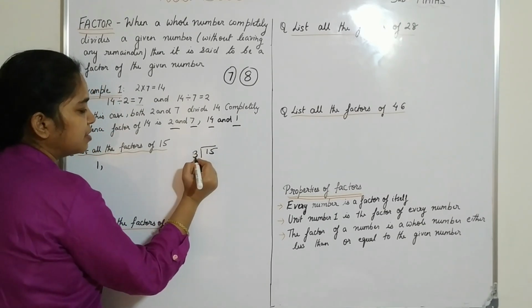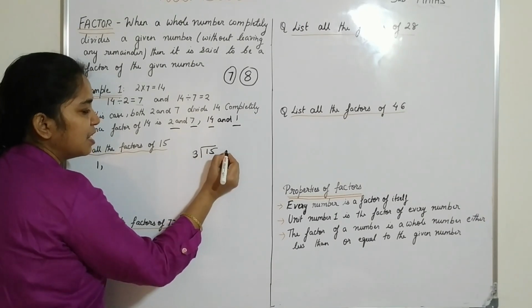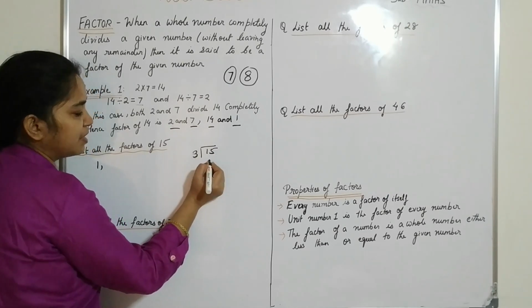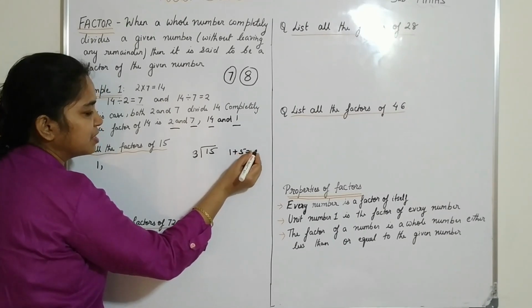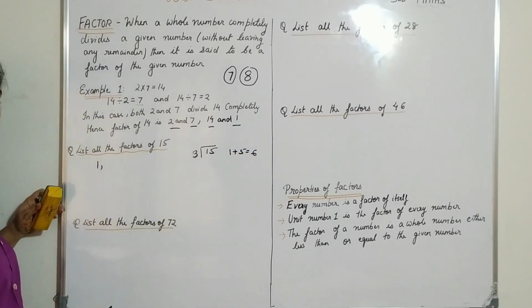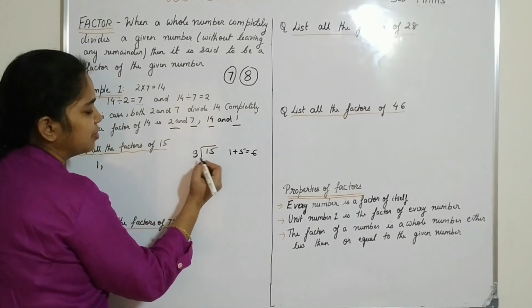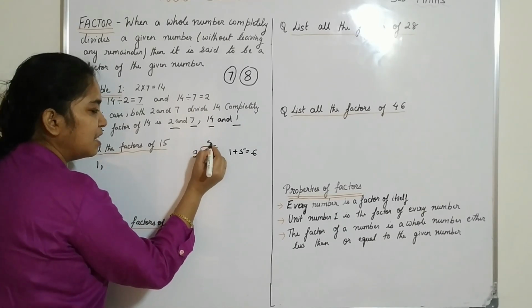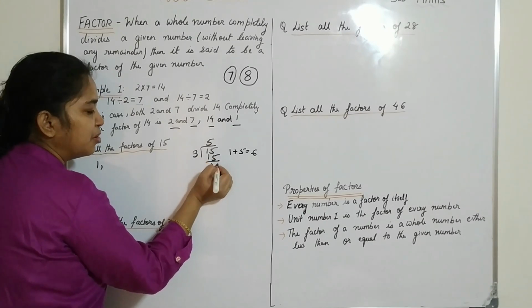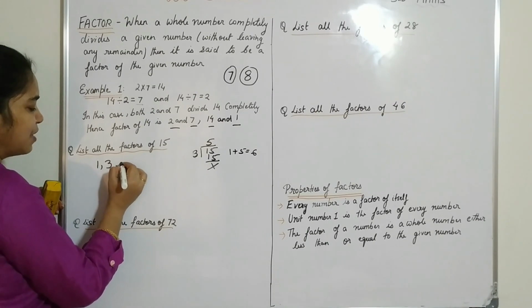If we take 3, you can see very clearly that if the sum of the digits is divisible by 3, then the number can be divided by 3. In this, the sum of the digits 1 plus 5 equals 6. 3 2s are 6, it comes in the table of 3. So this can be divided by 3. So 3 5s are 15, no remainder. So 3 is a factor and also 5 is a factor.